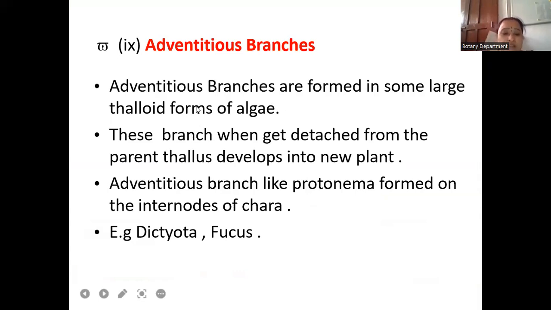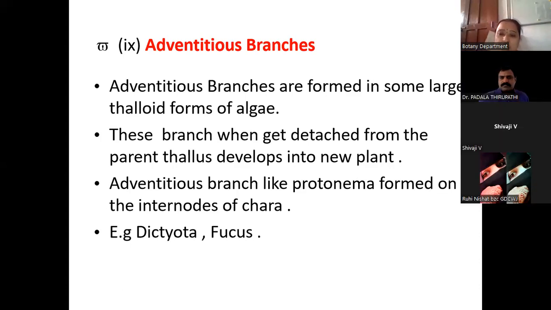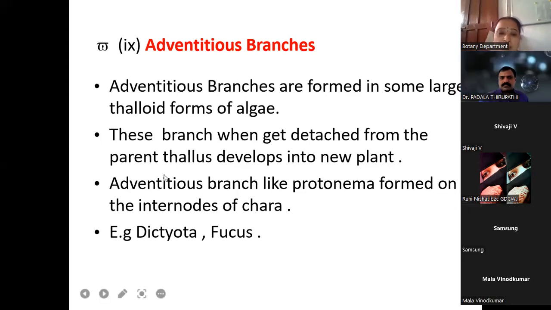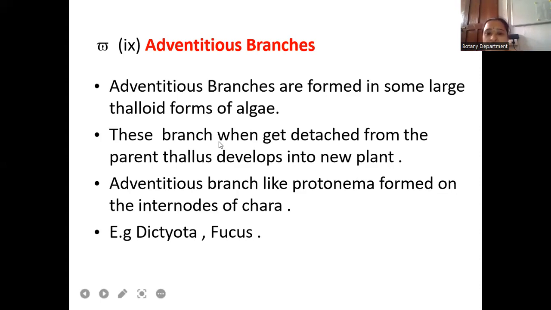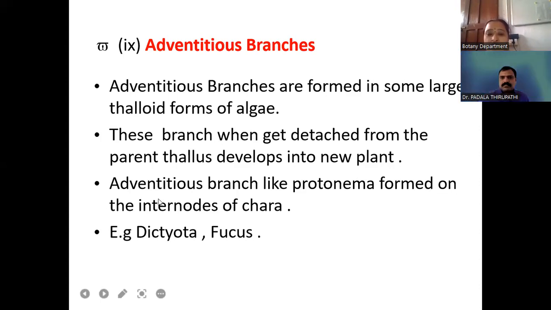You can observe adventitious branches also in Chara, and this one is Polysiphonia. Also, you can observe the adventitious type. Adventitious type means here two branches: one is the unlimited branches, the second one is the limited branches. These are adventitious types of branches like protonema. Very important, many times this question is asked. In adventitious branches of vegetative reproduction, you can observe that the protonema is also formed.